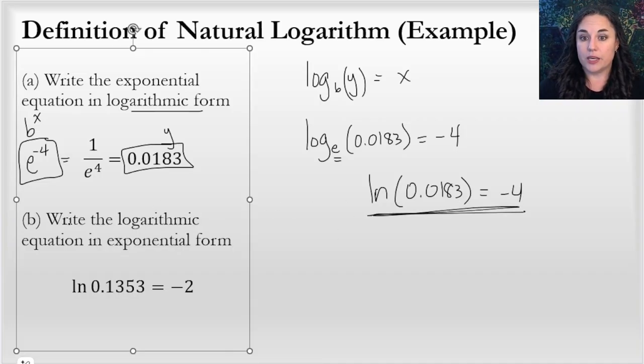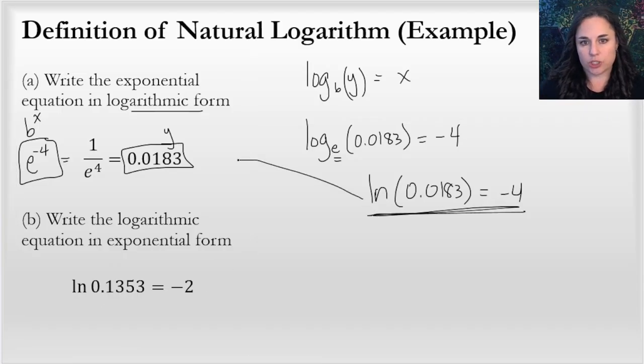Let's do part B here. B says write the logarithmic equation in exponential form. It's sort of the opposite of what we just did. We're given this equation, so what does it mean it started out as?